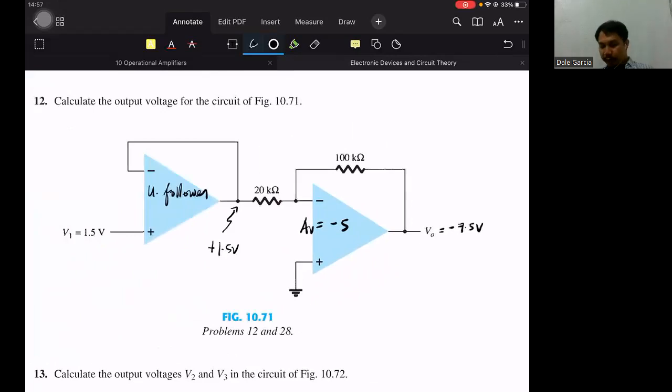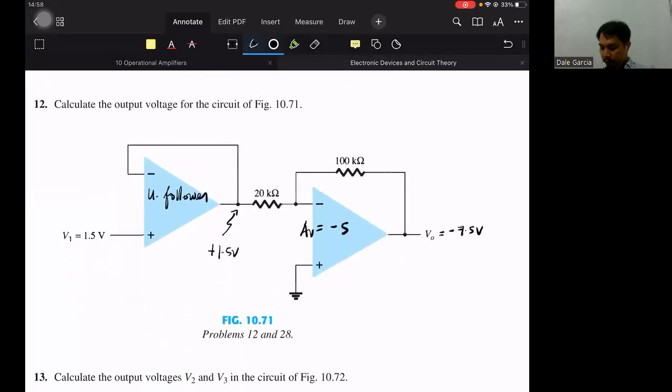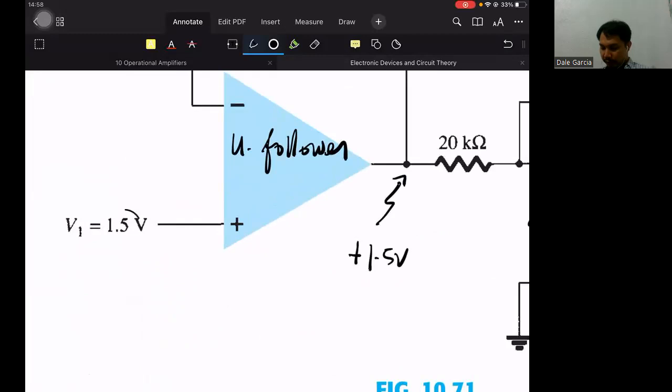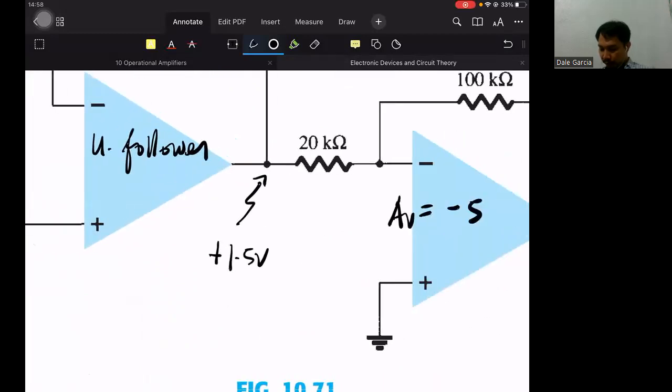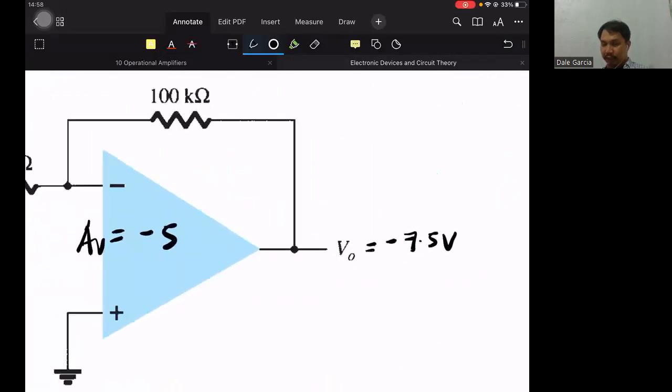Questions, clarifications on item number 12? The first stage is just a buffer, a unity follower. You know it's a unity follower because the feedback has no resistor. With no resistor, it's a buffer. So if it's a buffer, the input is 1.5 and the output at this point is also 1.5. If the gain of our second stage is -5, multiplied by 1.5, the final output is -7.5.